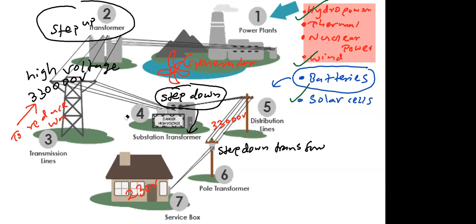When you keep the voltage very high, the current will be low here, low current. Less current passes through the wires. When current is less, wastage of electrical energy as heat is reduced. Reduces the energy wastage as heat. Right. That means wires get heated up.